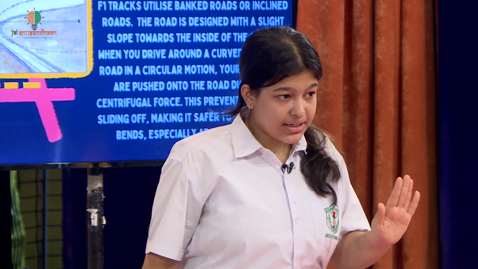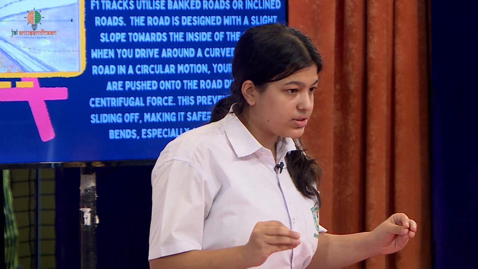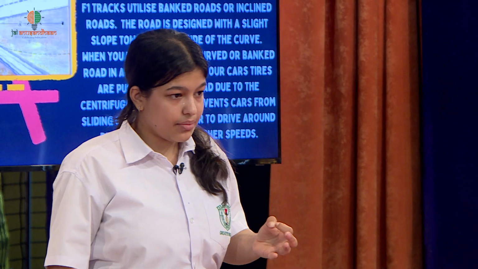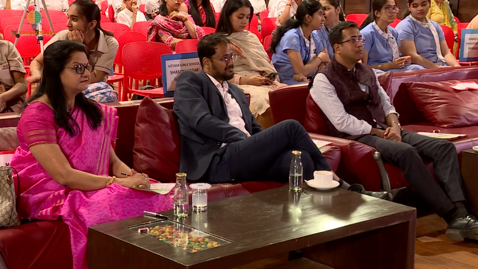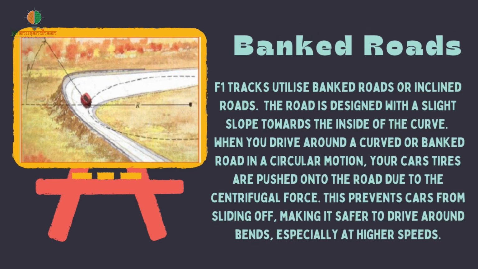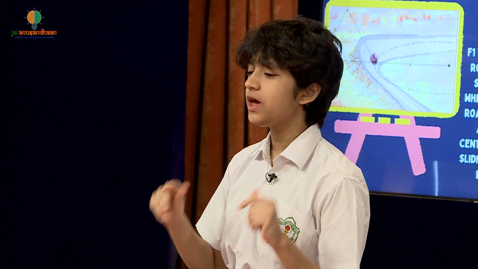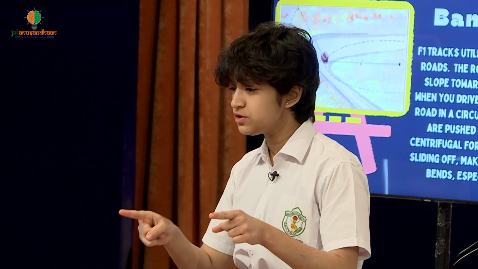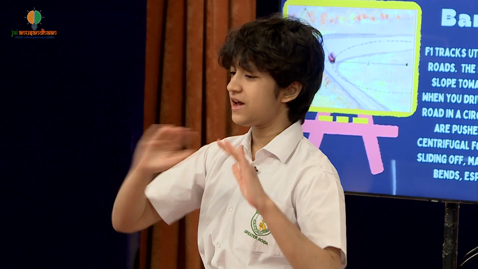It does? F1 tracks utilize banking roads, also called inclined roads. They have a slight slope in them to make the drivers go in a curve inside. As the drivers move in a curved motion around the banked roads, the tires are pushed onto the road due to the centrifugal force created, and therefore they are prevented from slipping downwards. This is especially useful when they're making sharp turns at high speeds.